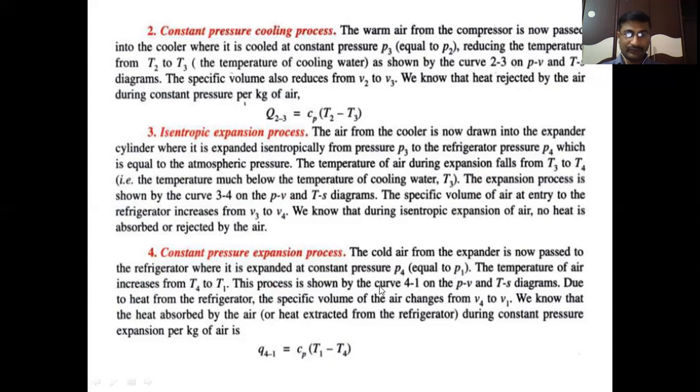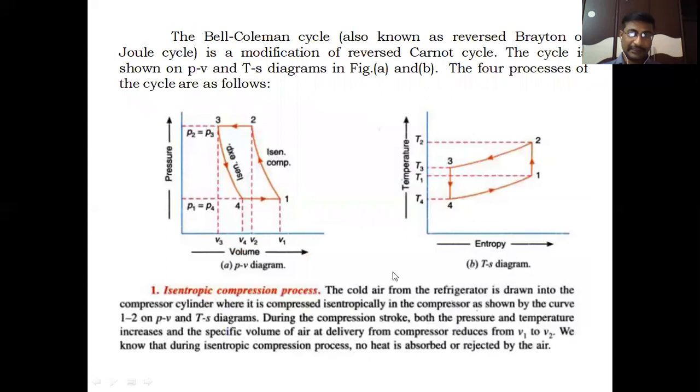This process is shown by the curve 4-1 on the P-V and T-S diagram. Due to heat from the refrigerator, the specific volume of air changes from V4 to V1. Again, the specific volume increases from V4 to V1 by absorbing the heat from the refrigerator.